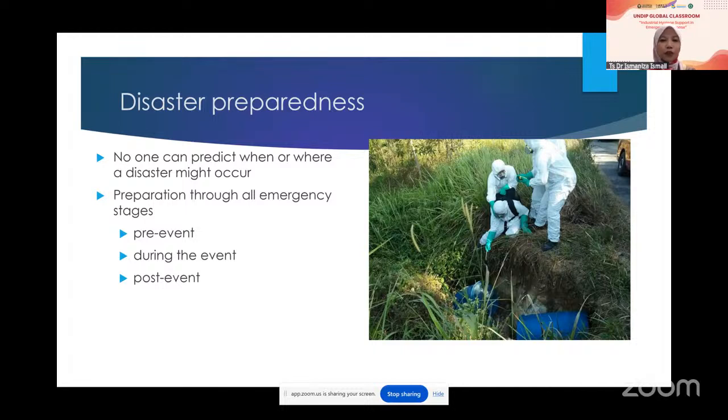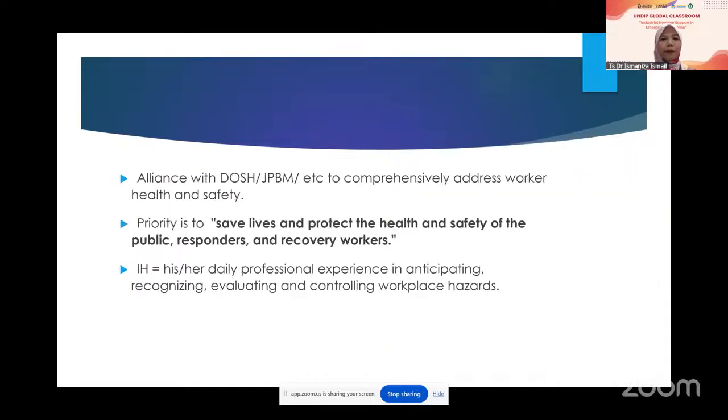If you search for Sungai Kim Kim, Kim Kim River, you will figure out what happened there. Now, no one handles disaster alone. Usually we work together with other parties. In Malaysia we have DOSH, the Department of Occupational Safety and Health, the government department governing K3. We have JPBM, or we call it bomba. Bomba in Indonesia is called pemadam, firefighters, police, medical teams, and many others.